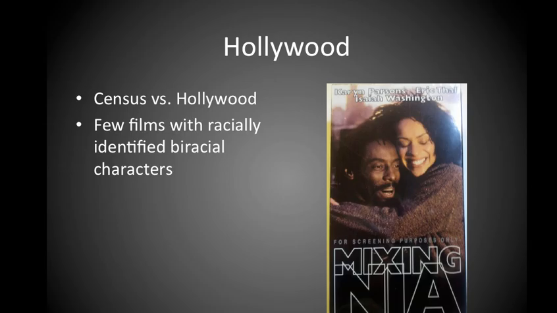Even though American citizens can choose one or more races to indicate their racial background, Hollywood has not replicated this reality. There have been a few films that specifically feature a biracial character. Rarely is the racial identity of that character an essential part of the film. One exception is Mixing Nilla. This film was released 2 years before the option of choosing one or more races was included on the U.S. Census.